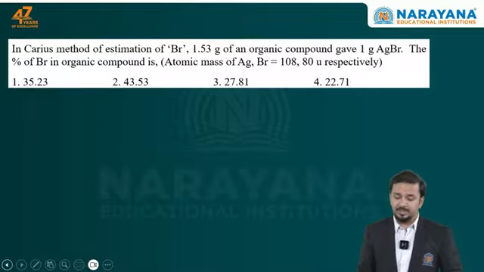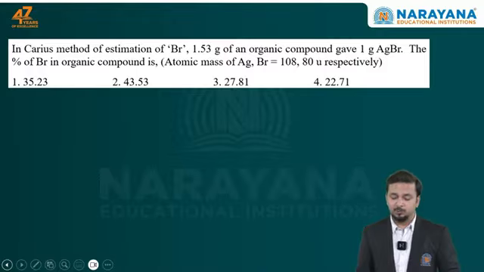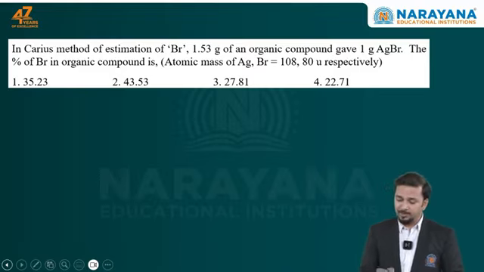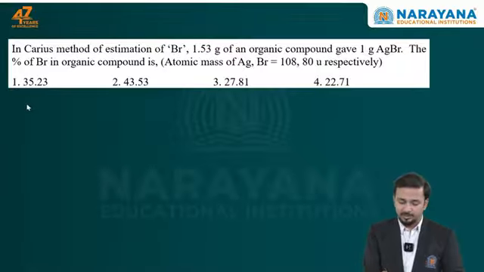The first question in front of us is based on practical organic chemistry. The question says, in Carius method of estimation of bromine, 1.53 gram of an organic compound gave 1 gram AgBr. The percentage of bromine in the organic compound is. We have seen this type of question in the previous shifts also. In this, we have to apply POAC, that is, principle of atom conservation for bromine. They have given that the weight of AgBr obtained is 1 gram.